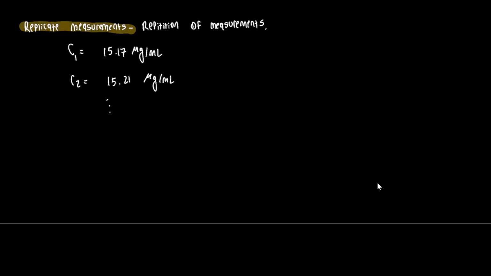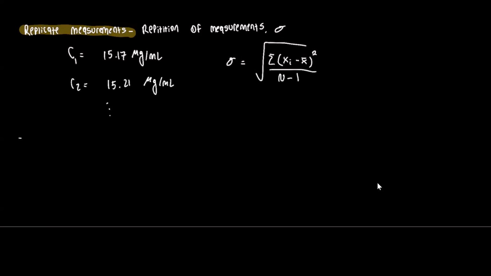Well, if we do replicate measurements, then we would find standard deviation, where standard deviation is equal to the square root of the summation of each individual x term minus the average x term, all squared, over the number of measurements you did minus 1. Now, what exactly is standard deviation? Well, standard deviation describes how much the values in a data set differ from the mean.